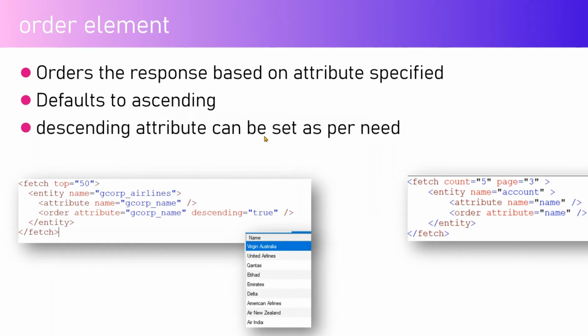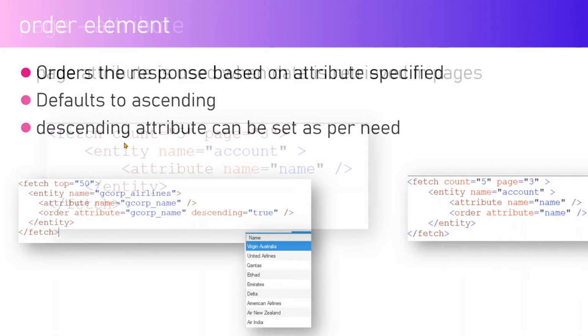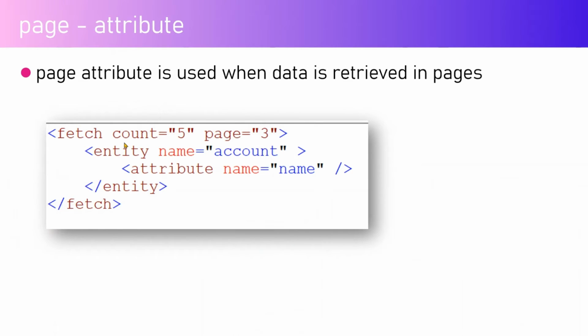The order element orders the response based on the attribute specified. As you see over here, this order attribute has nothing to do specifically with fetch, so in this example we will just cover the fetch attributes. These are some of the attributes which I've already covered. I will cover order in a separate video, but let me show you in action how you explore all the attributes for a fetch element.